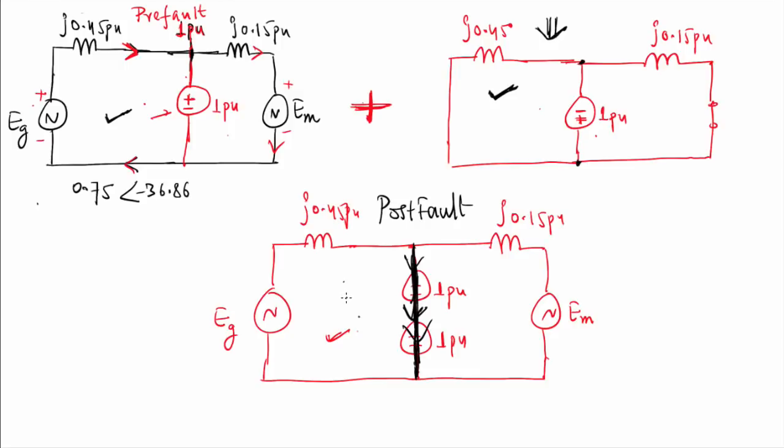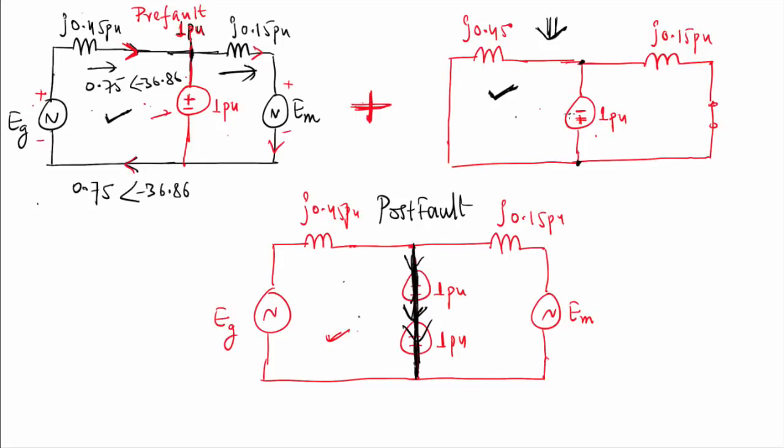See, now it is easy to find the current. I already know the pre-fault current, that is equal to 0.75 at an angle of minus 36.86, and this is flowing in the generator from left to right, and in the motor it is flowing from left to right having the same value, 0.75 at an angle of minus 36.86.